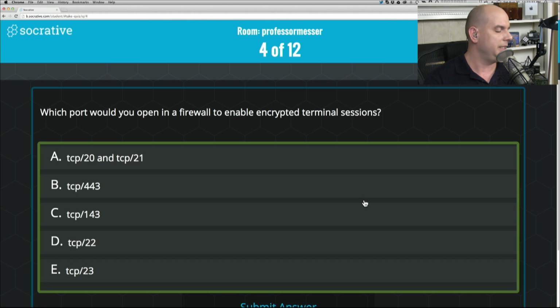Would it be TCP/20 and TCP/21? Would it be TCP/443? Would it be TCP/143? Would it be TCP/22? Would it be TCP/23? A lot of different options available.